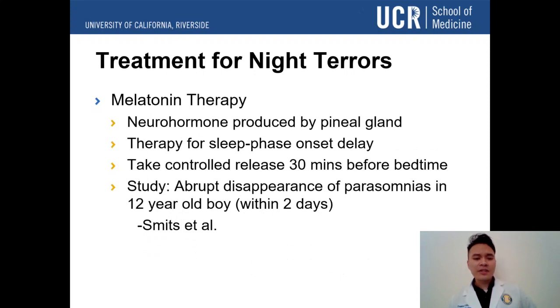Then melatonin therapy. I'm sure everyone's heard of melatonin in the past. It's a neurohormone produced by the pineal gland. And you don't really need to know too much about what that is, but basically it's a substance produced by our bodies to help us sleep. And so it can be a therapy for sleep phase onset delay. You're not able to sleep right away, and so this can help. In cases where it's been prescribed, they take a controlled release 30 minutes before bedtime, and studies have shown that it can make parasomnias disappear, like in this 12-year-old boy, within 2 days. So it works pretty quickly.